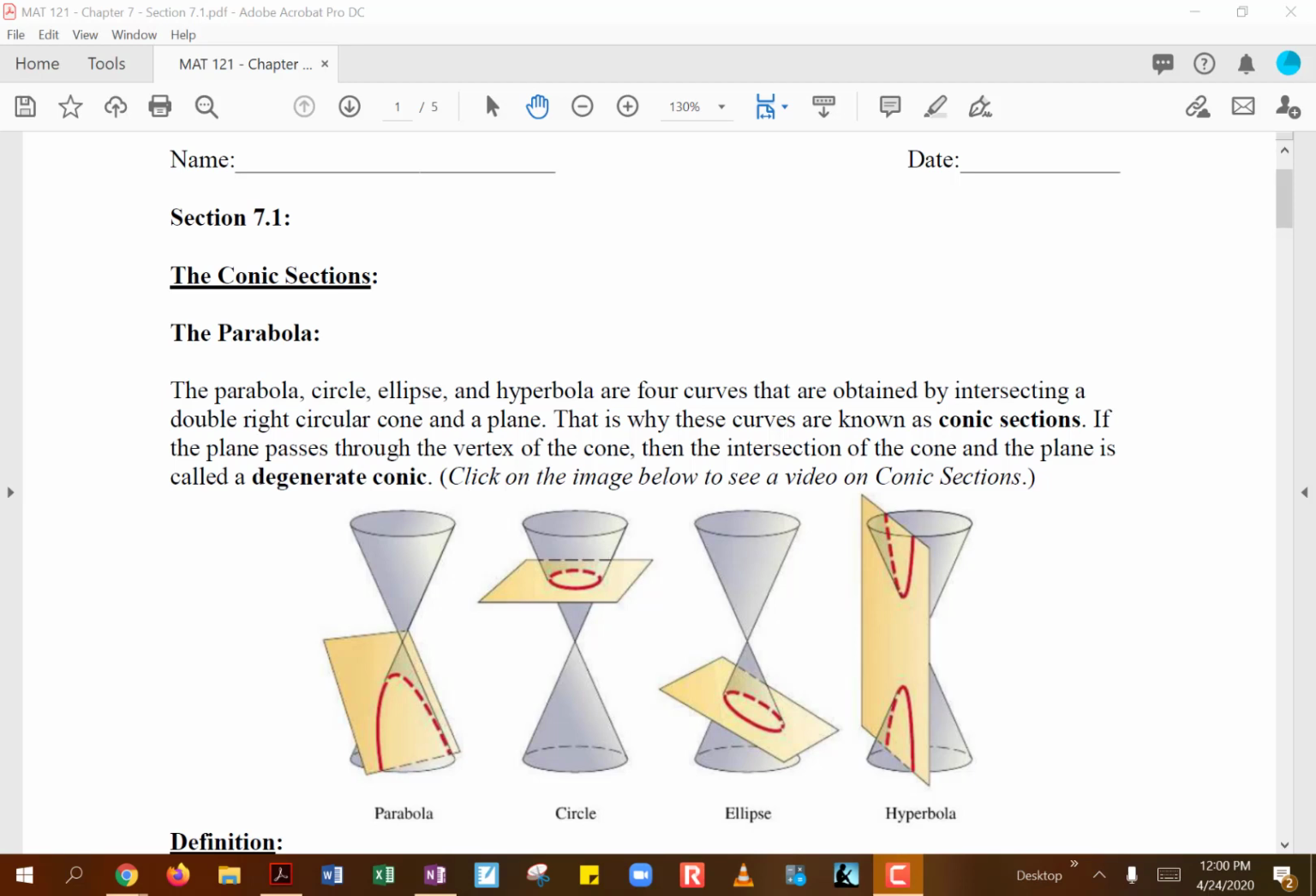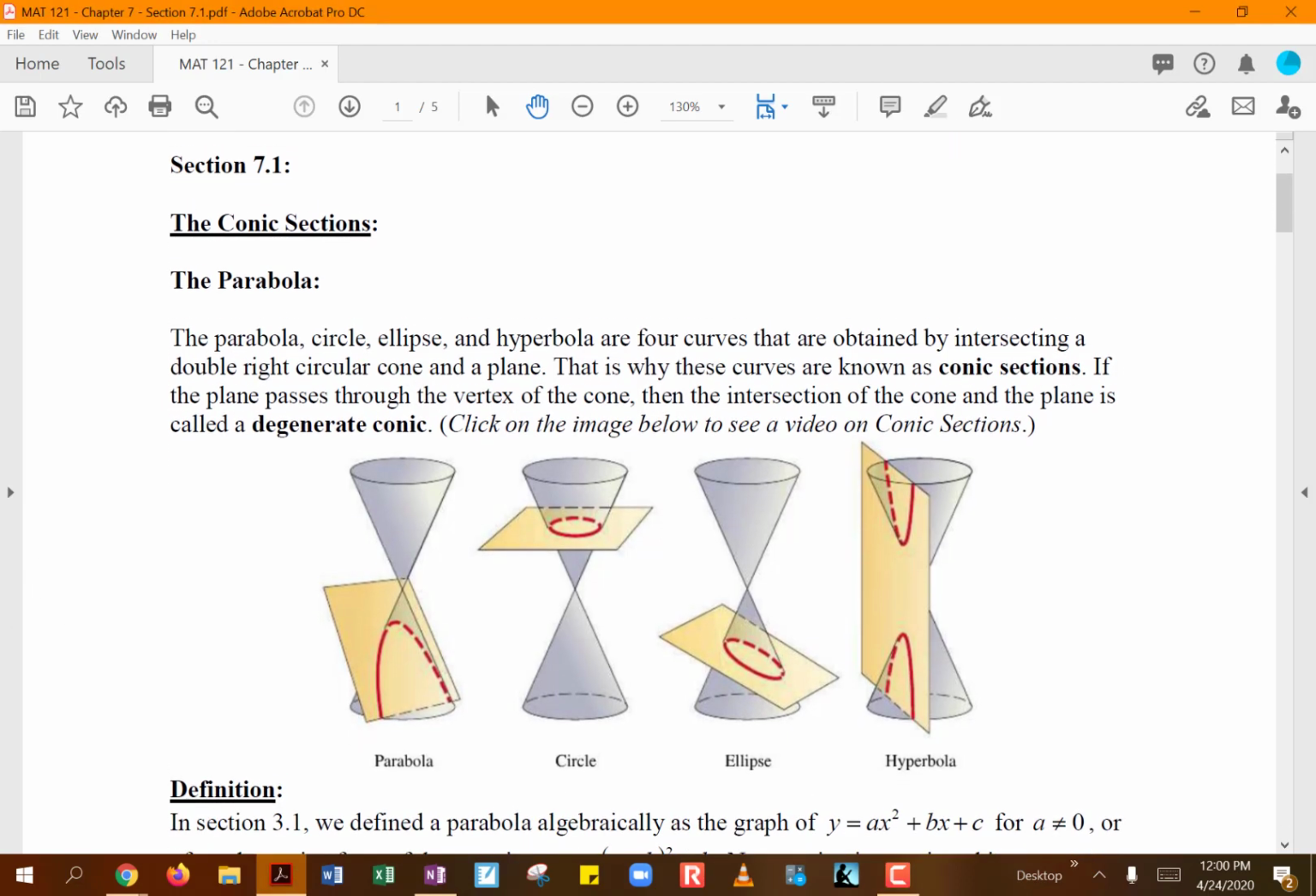Hey everyone. We're looking at chapter 7 here today. Chapter 7, of course, is going to be our last chapter that we talk about, and this is going to be on conic sections. So basically, when we talk about conic sections, we are talking about what happens when you take a plane and intersect it with a right circular cone, or you can think of it as being a double right circular cone, like you can see in this image over here.